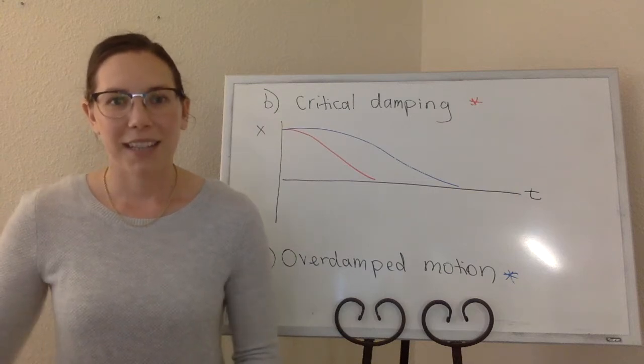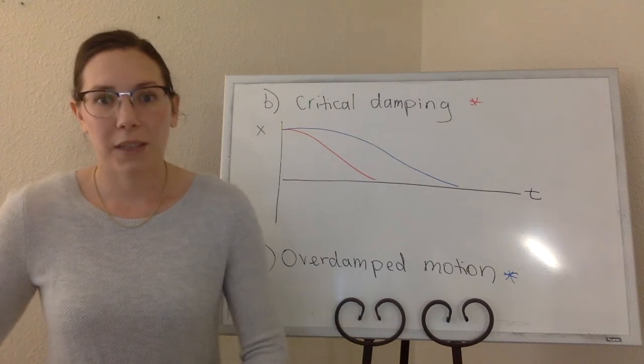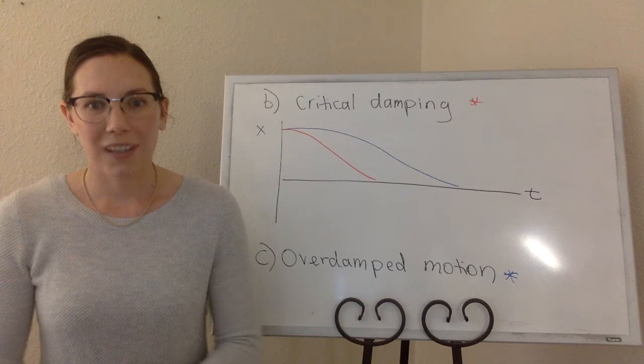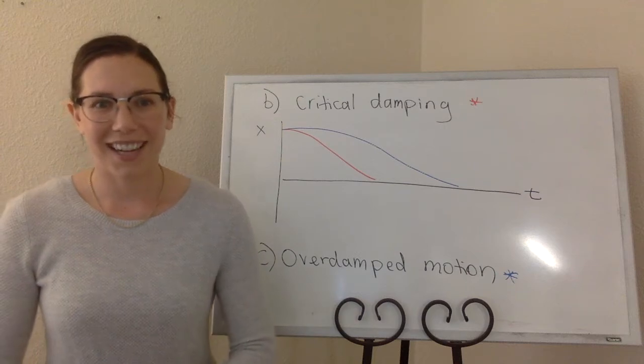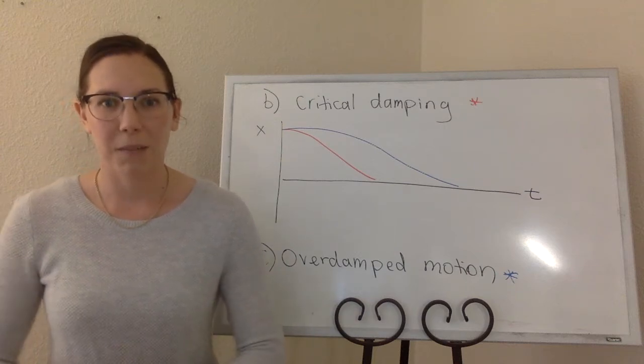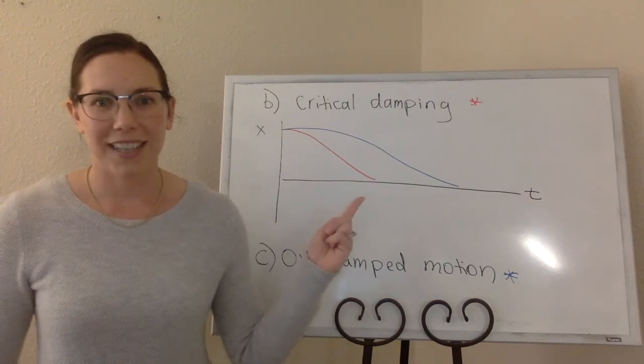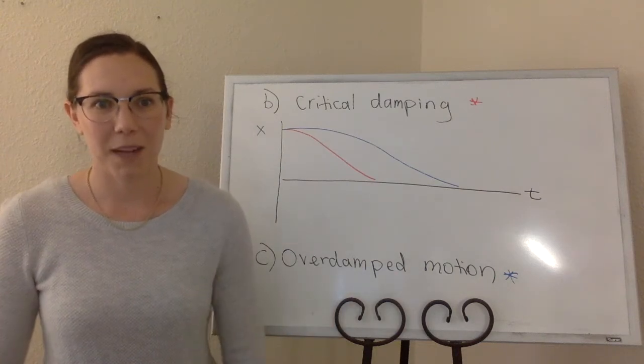If the damping is increased, then anything over critical damping is overdamped motion. In overdamped motion, the system still does not oscillate. It returns directly to equilibrium, but it takes longer. So this is the blue curve here. It's taking longer to return to equilibrium.